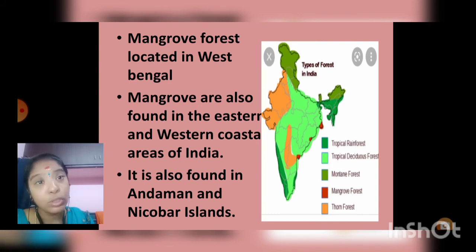Mangroves are also found in the eastern and western areas of India. It is also found in Andaman and Nicobar Islands. Here, the mangrove forest is spotted with the red dot.